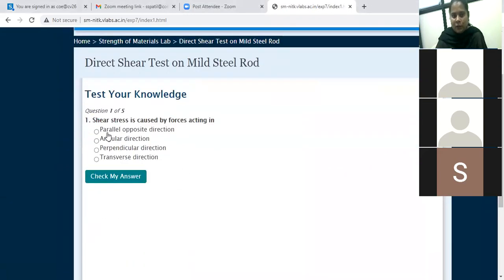In the first question, shear stress is caused by force acting in: parallel opposite direction, angular direction, perpendicular direction, or transverse direction. Now you tell me which option is correct. Option A. Okay, option A. For that, I will explain how this option comes.